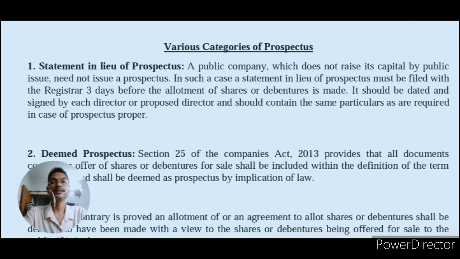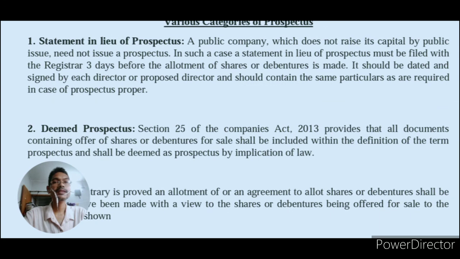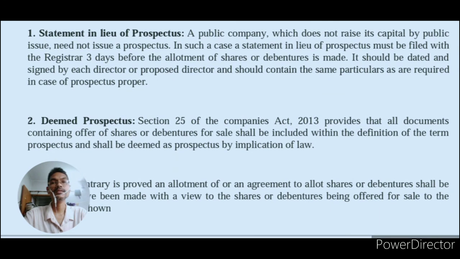Various categories of prospectus. 1. Statement in lieu of prospectus. A public company which does not raise capital by public issue need not issue a prospectus. In such a case a statement in lieu of prospectus must be filed with the registrar 3 days before the allotment of shares or debentures is made. It should be dated and signed by each director or proposed director and should contain the same particulars as are required in the case of a prospectus.